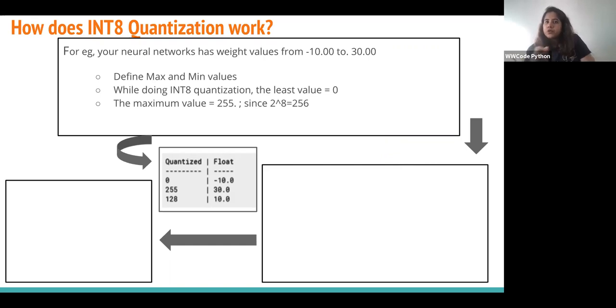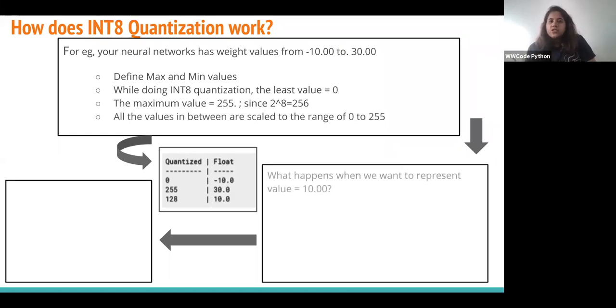Why do we do that? Because 2 to the power 8 is 256. So 0 to 255 essentially makes it 256. And all the values are then scaled in between 0 to 255. So what happens when we want to represent a value like 10.00? So if we remember a bit about our math, we know this value is actually a floating point value. So it's a floating point 32 value.